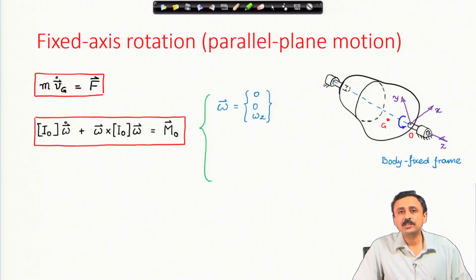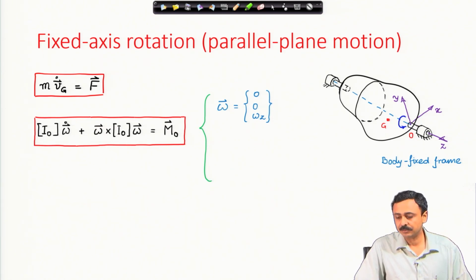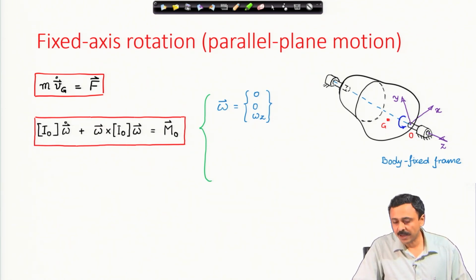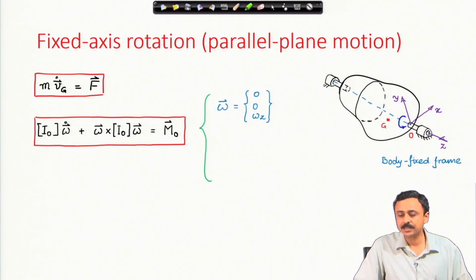In this case, we have this restriction that the omega vector is along the z axis. I have chosen the frame in such a way that the angular velocity is along the z axis. Therefore, omega vector must be 0, 0, omega z, or in other words omega z k cap. This is omega z k cap.